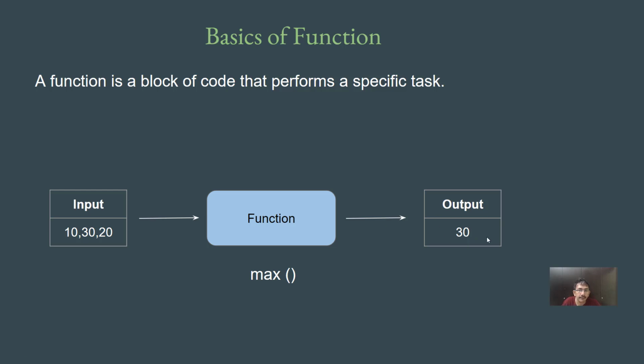Now the main benefit of a function here is that you don't have to write a piece of code to perform this specific task. Otherwise, if this max function is not present, then you will have to create code from scratch that has the logic to identify which is the maximum number and provide you the output. Since the function is present for you, you can go ahead and use it directly.